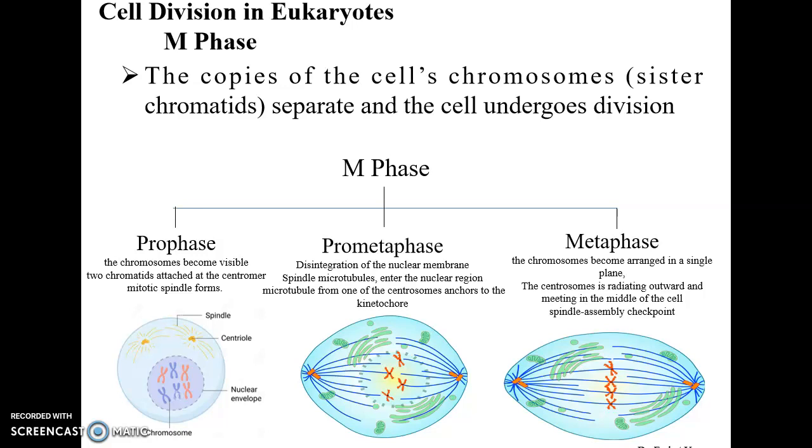The spindle assembly checkpoint is able to detect a single pair of chromosomes that are not properly attached to the microtubules. The importance of this checkpoint is illustrated by the fact that if there is any defect or abnormality, or if there is no separation at this point, that will lead to abnormality within the cell.